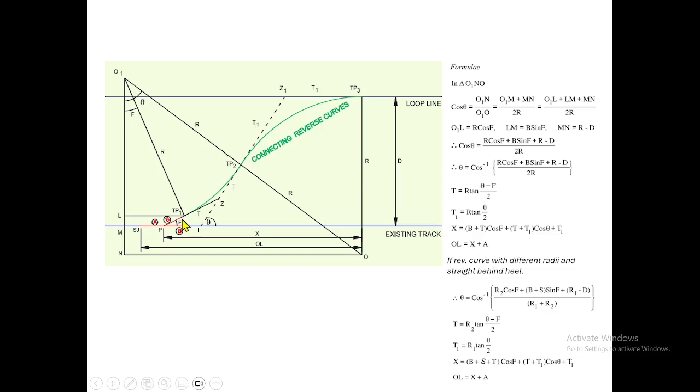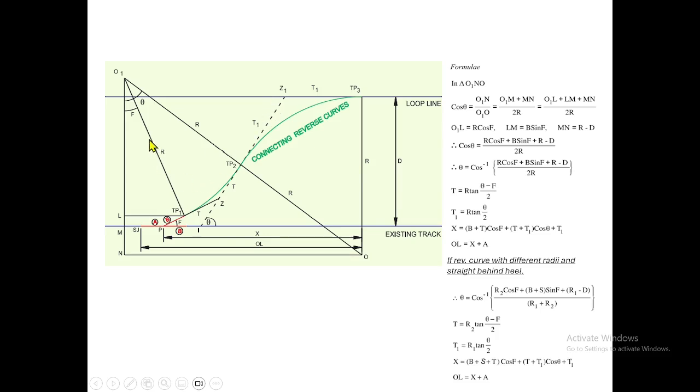So further, first we must know the tangent. This tangent and another tangent. This tangent we are denoting as T, and for this curve we are denoting as T1. So for finding out the tangent length, we must know the deflection angle. As far as T is concerned, we must know this deflection angle, and as far as this tangent is concerned, we must know this deflection angle.